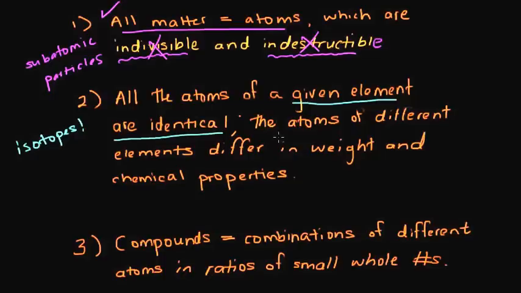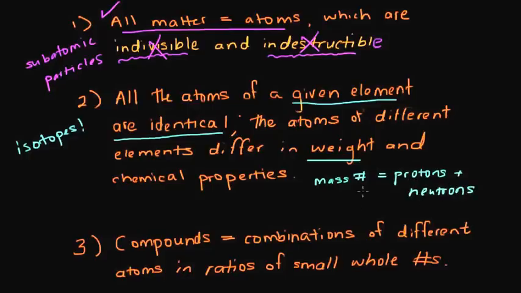What about this next bit? The atoms of different elements differ in weight and chemical properties. Well, we know the weight bit is true because mass number is equal to the number of protons plus the number of neutrons. Remember, the mass of an electron is pretty insignificant compared to the weight of protons and neutrons, so we don't really count those.